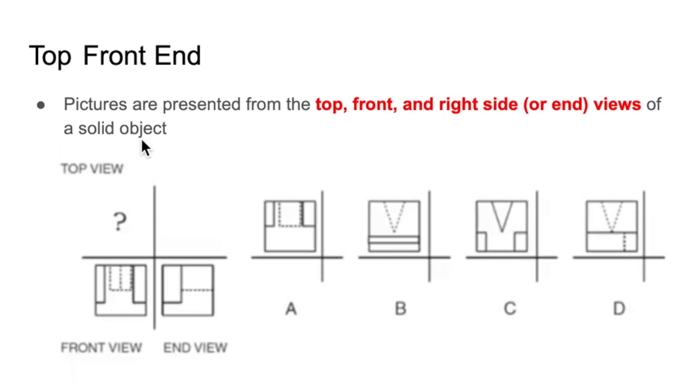So as you can see here, in these problems, 2 of the views are going to be shown, and there are 4 answer choices for the third missing view to complete this set. And you need to figure out which is the correct missing view. And it's not always the top view that is missing. Sometimes it can be the front view or the end view that is missing.